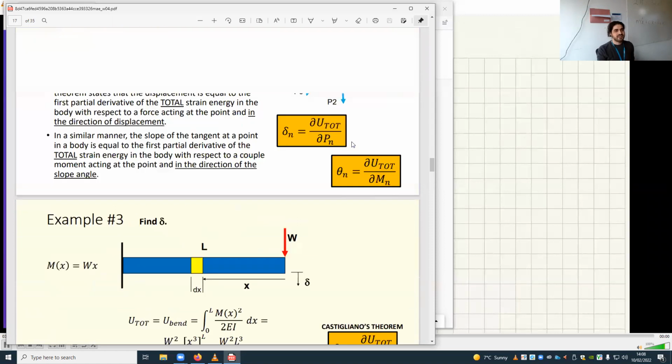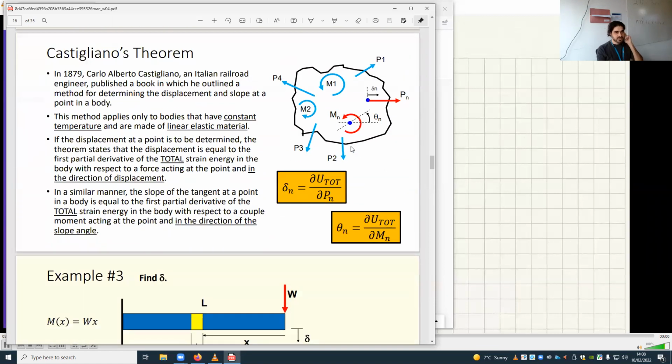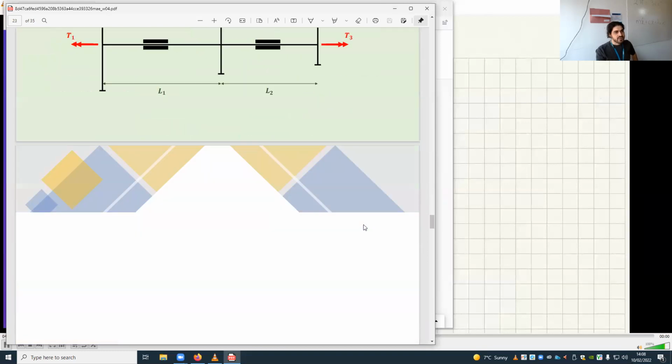All right. Castigliano's theorem works for forces. If you're looking at deflection, you need to differentiate with respect to the force. If you're looking at rotation, this is the orientation of the point, then you have to differentiate with respect to a moment. But again, it doesn't matter. They're just symbols anyway.